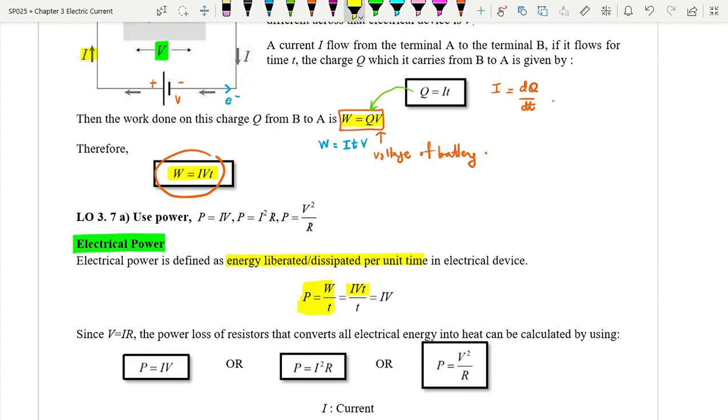So end up, kita boleh cancel out the T. So dapatlah satu formula yang famous, iaitu P equals to IV. So daripada sini, kita derive satu formula, P equals to IV. Okay, so this is the main formula to calculate the power.